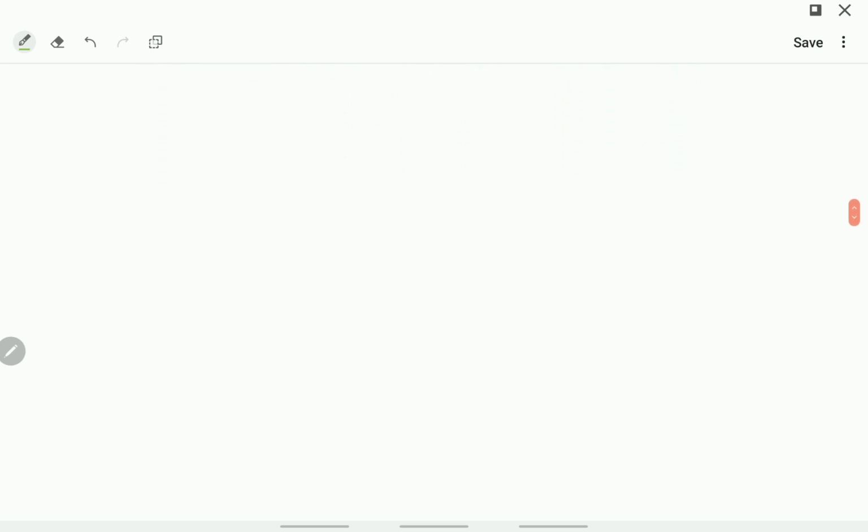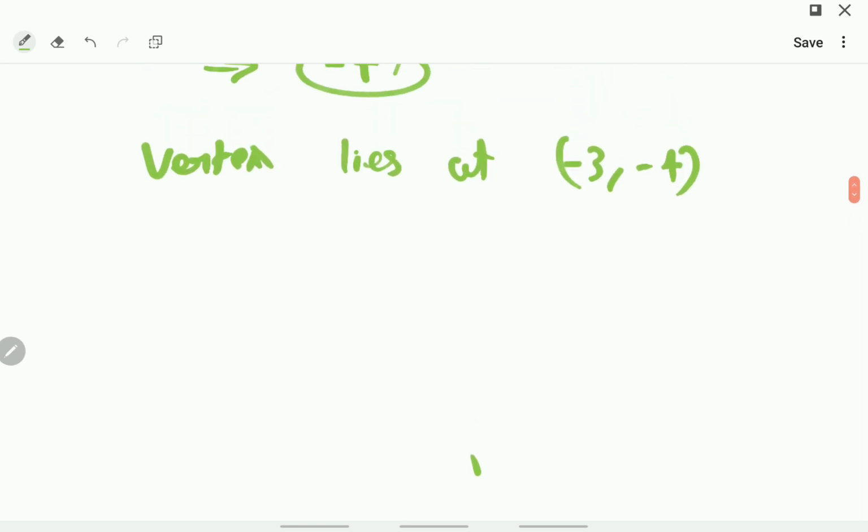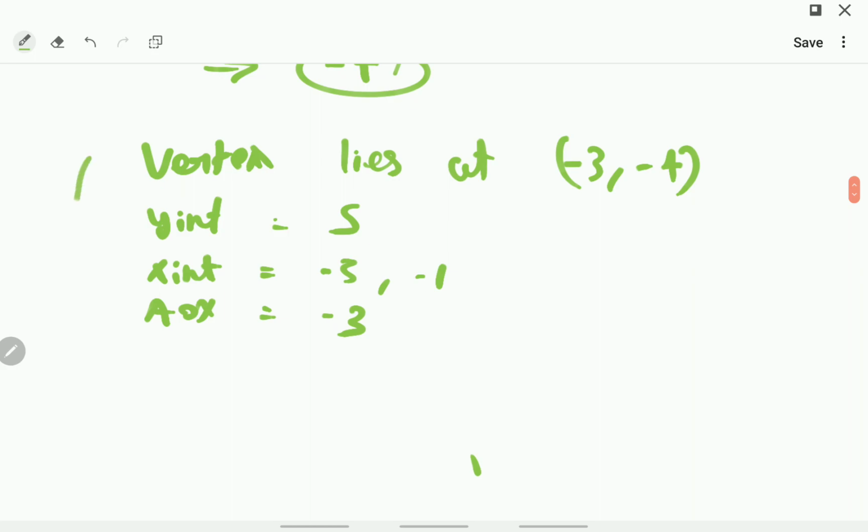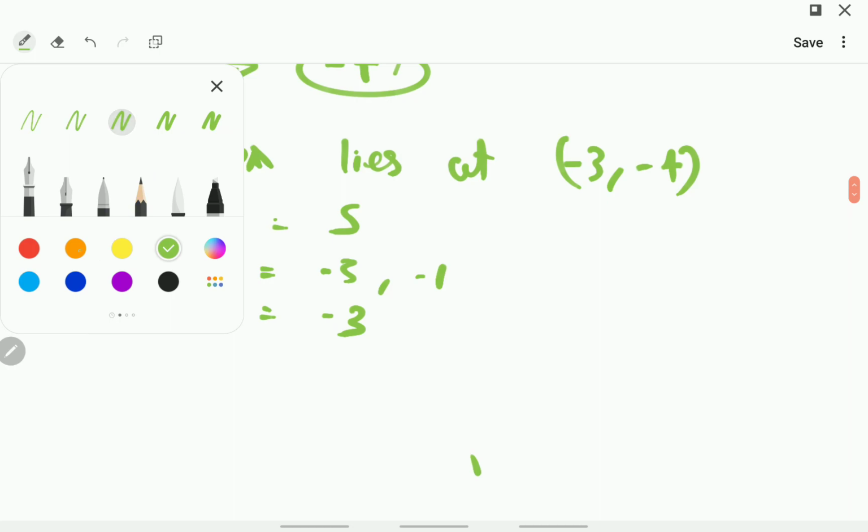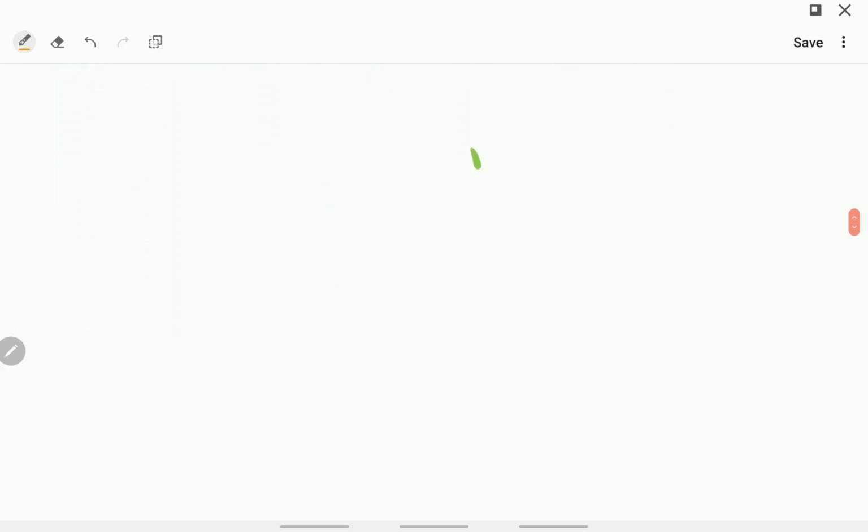So when we're asked to graph the parabola, we know all our information. We know the vertex lies there. We know that the y-intercept is equal to 5. We know that our x-intercepts are equal to minus 5 and minus 1. And we know our axis of symmetry is equal to minus 3. This is all important information needed for us to start sketching a parabola. So let's actually go. So that's a good graph.